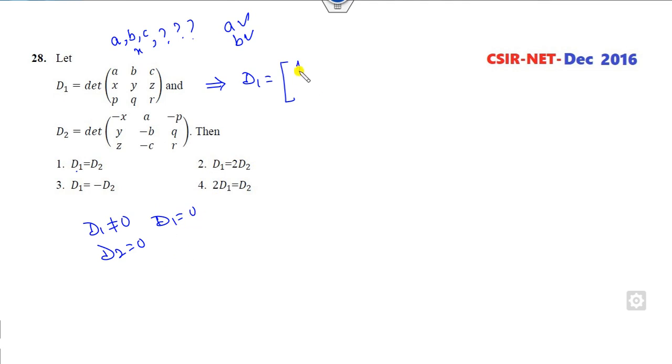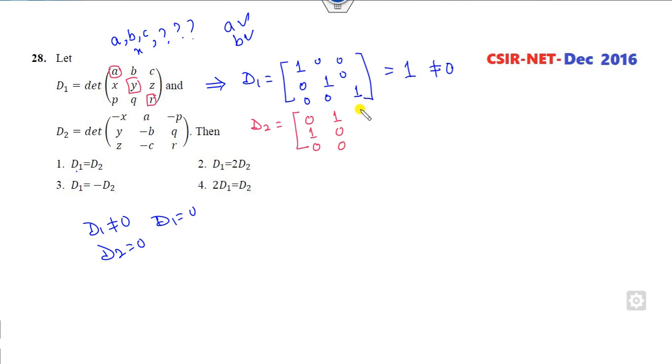So I can choose the values in this manner. The determinant is 1, which is non-zero. Fine. So what is the meaning of that? I can consider the values of a, y and r as 1, rest all are 0. So what is d2? a is 1, x is 0, y is 1, z is 0, b is 0, c is 0, p is 0, q is 0, r is 1.